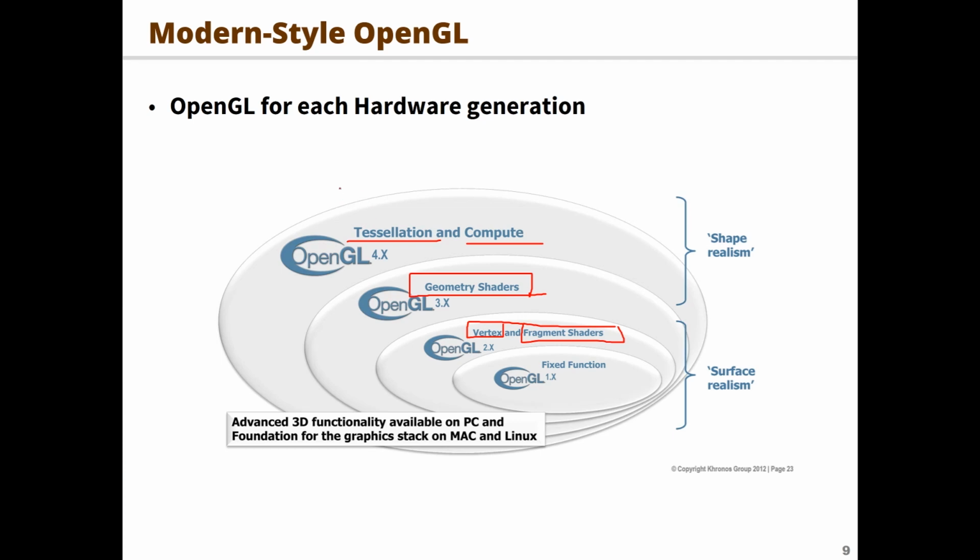So still there's no 5.x. I think there would not be 5.x because this API is now evolving to Vulkan. Vulkan is the next generation OpenGL. So more advanced functionality is now available only from Vulkan or DirectX 12. Okay, that's it for the introduction to OpenGL.